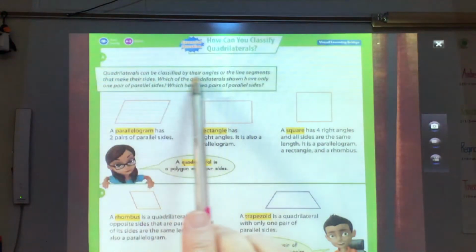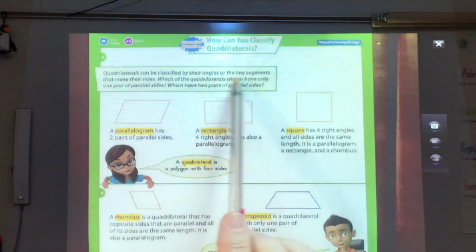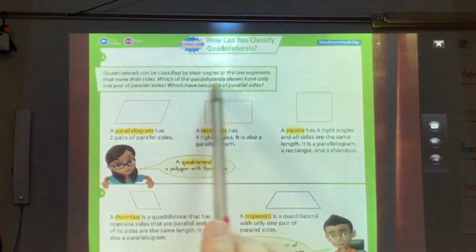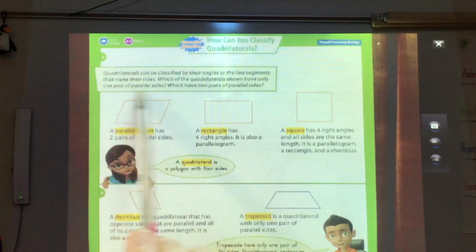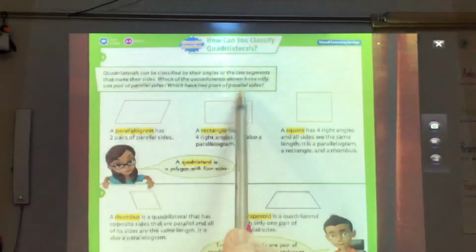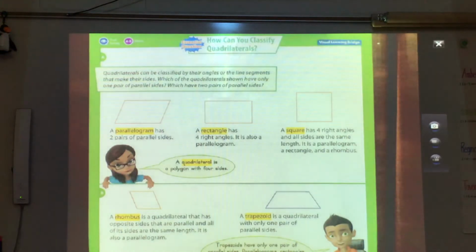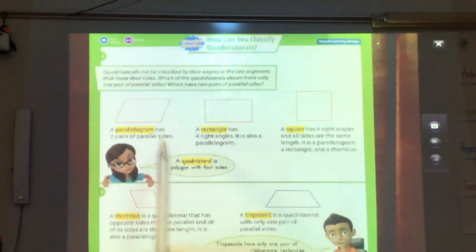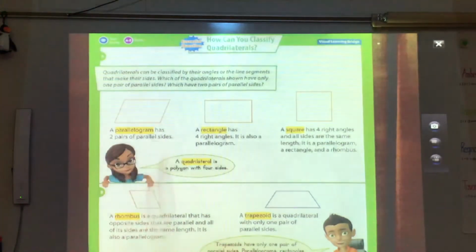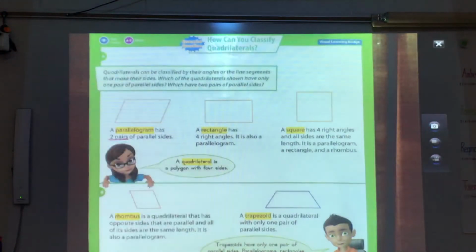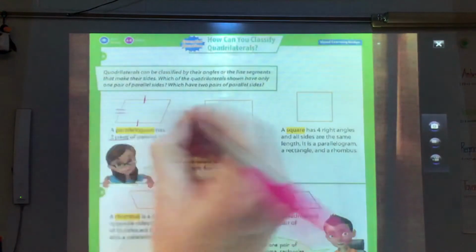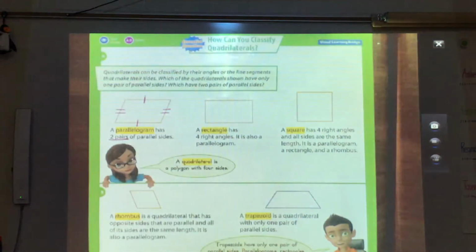Quadrilaterals can be classified by their angles or the line segments that make their sides. Which of the quadrilaterals shown have only one pair of parallel sides and which have 2 pairs of parallel sides? So let's take a look and we'll come back to that question. The first one here is a parallelogram. It has 2 pairs of parallel sides. So let's take a look at our pairs. There's 1 pair and there's 2 pairs of parallel sides.